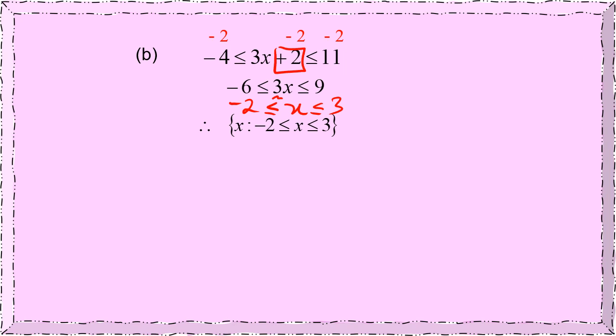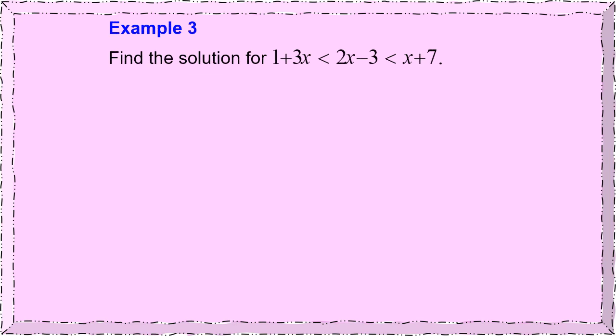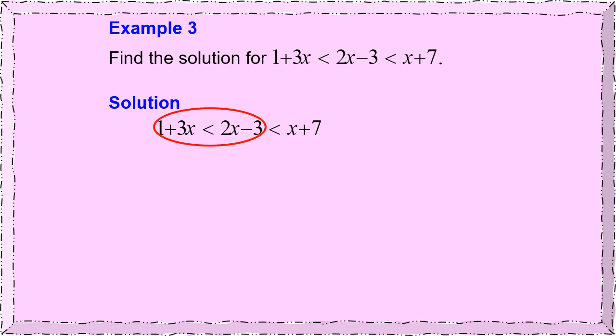So next, question C. For question C, I want you to try on your own, so that you can know whether you understand or not. For example 3, find the solution for 1 plus 3x less than 2x minus 3 less than x plus 7. If we notice this question, we have x on every side, on the left, the middle, and the right. We cannot just eliminate the x now, because x has a different coefficient on each side. So what we should do is separate this into two inequalities.